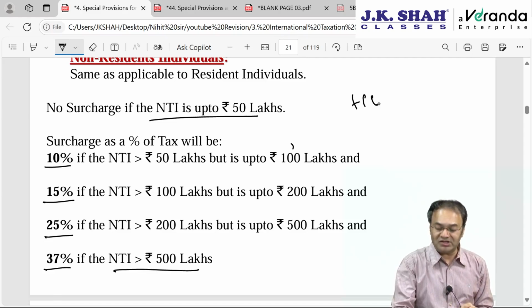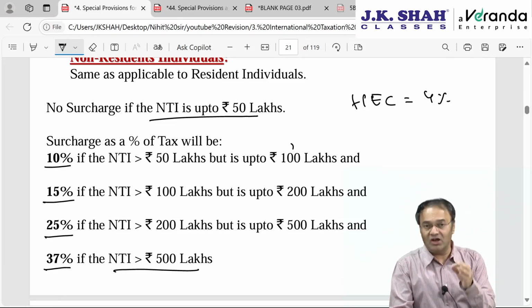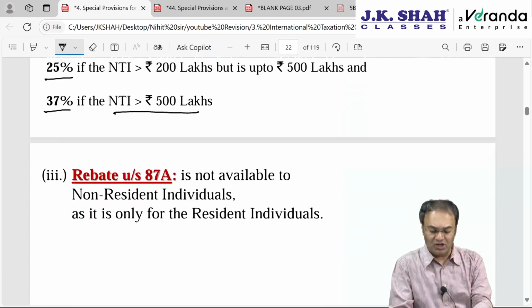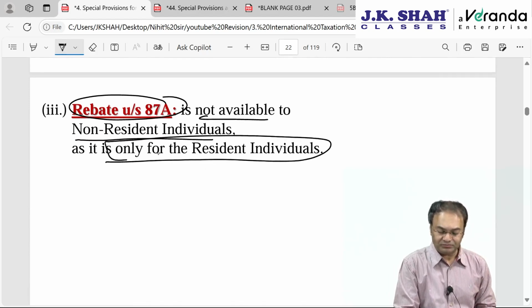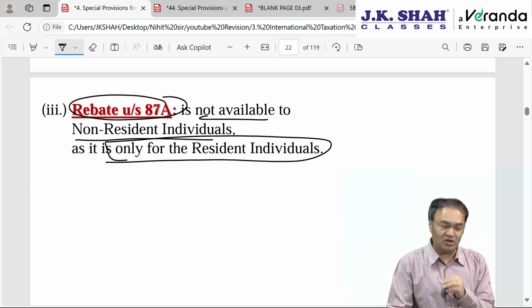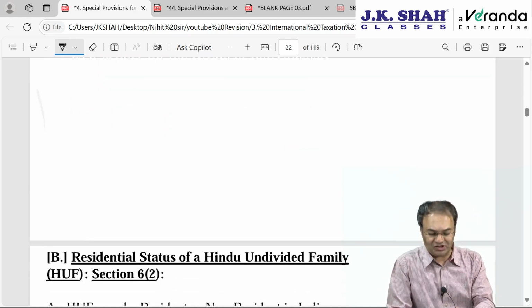Health and education cess will be 4% of tax plus surcharge for resident also, non-resident also. 87A rebate is not available to non-resident, it is only for residents, only for resident individuals, under the old tax regime and the new tax regime also.